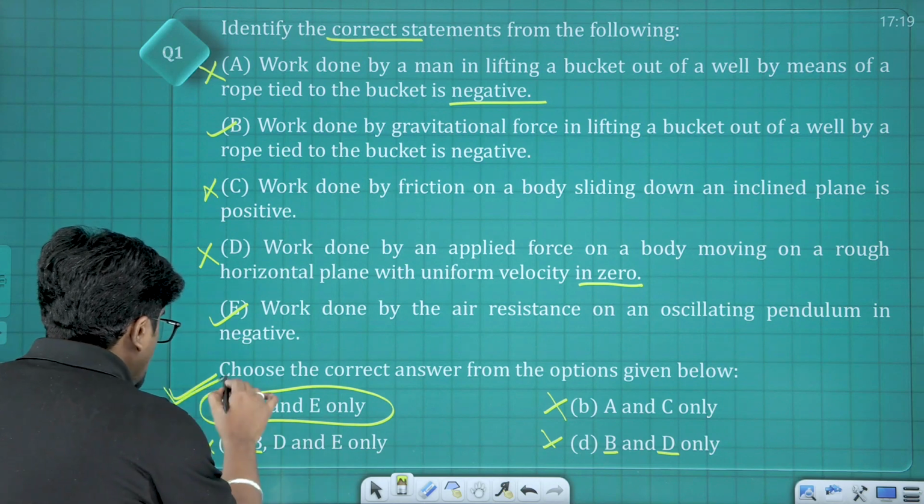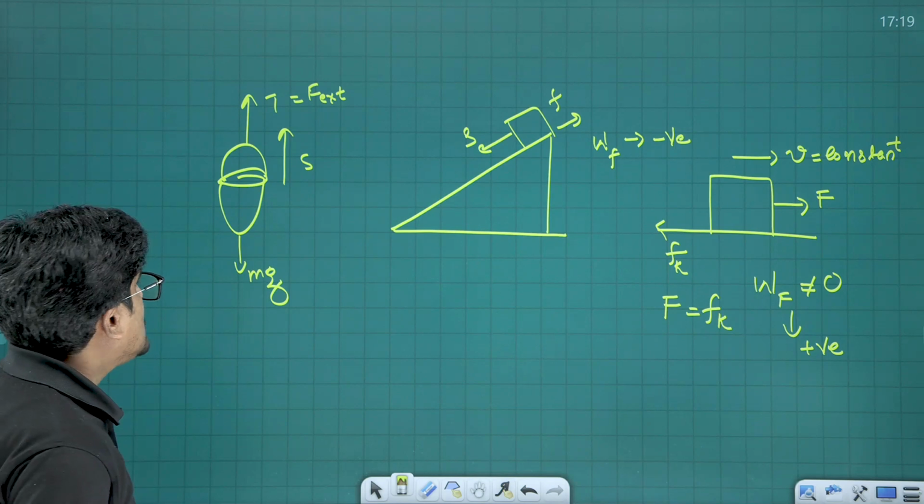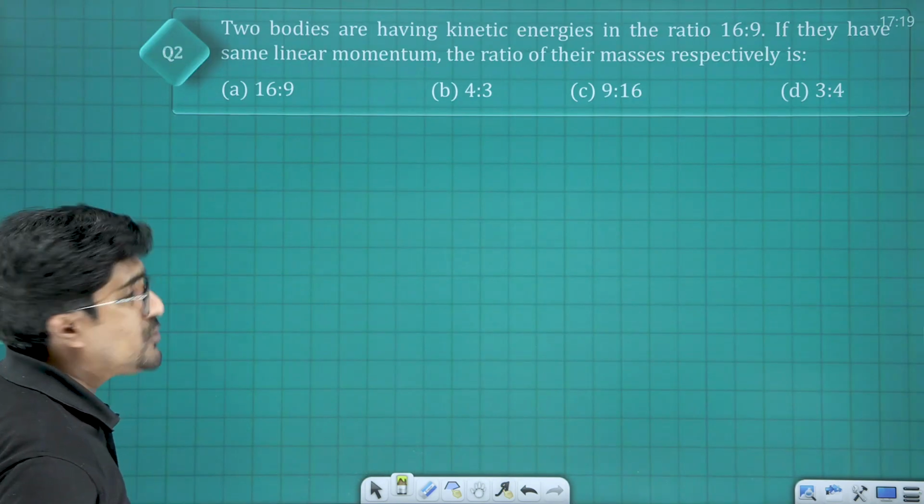We already marked which is the correct one. Still we are confirming the C. So now let us move to the next question, number 2.